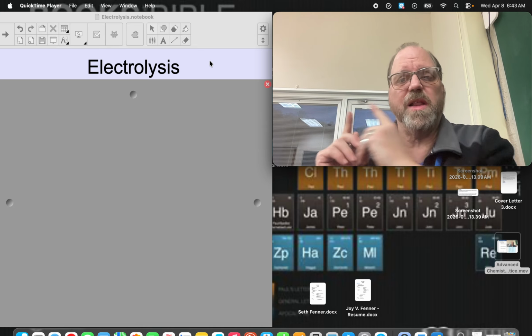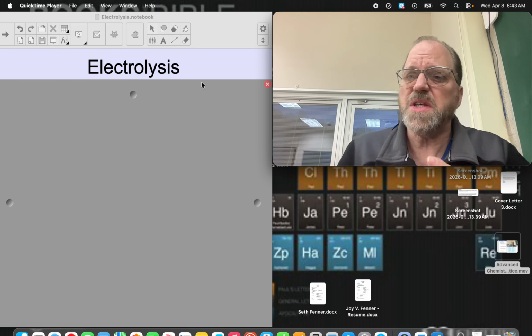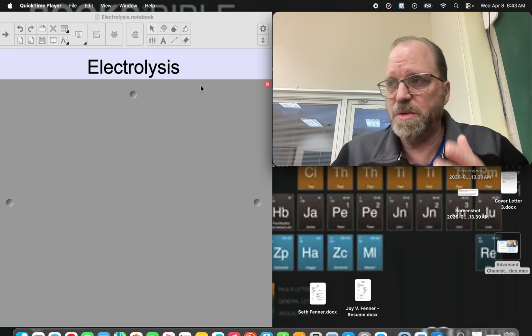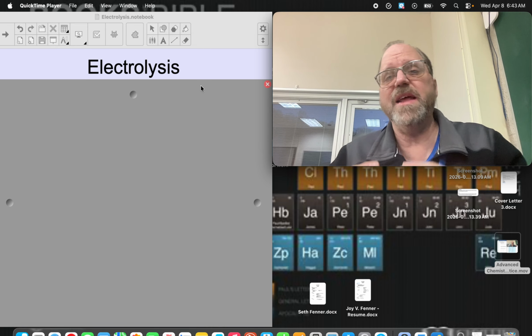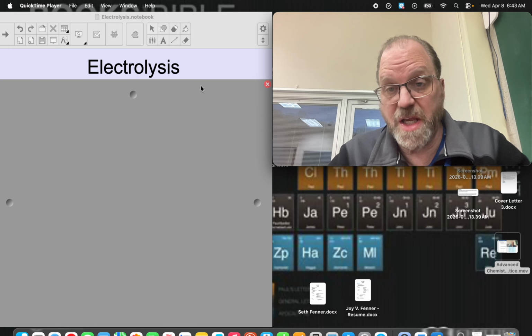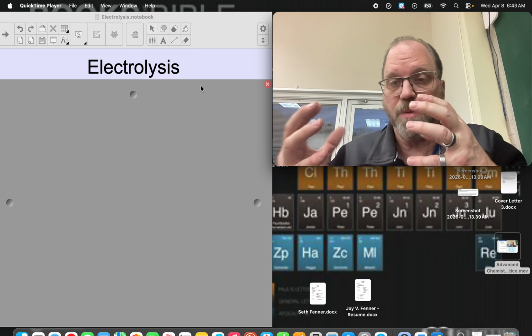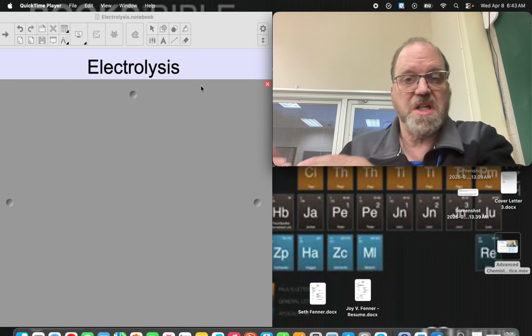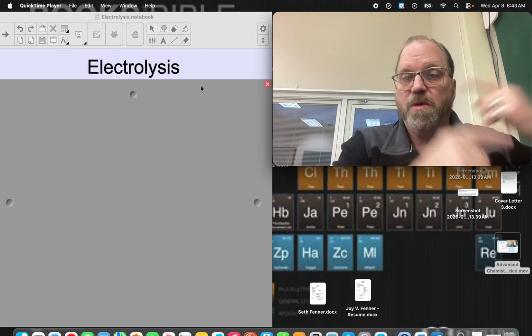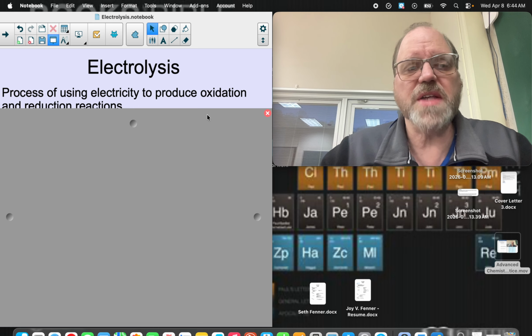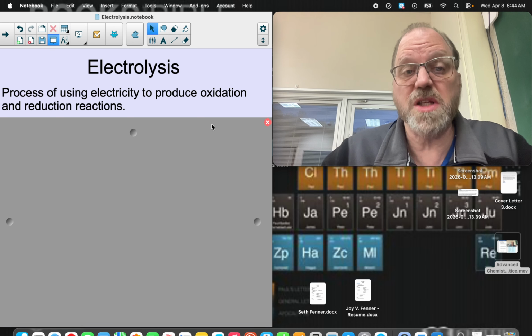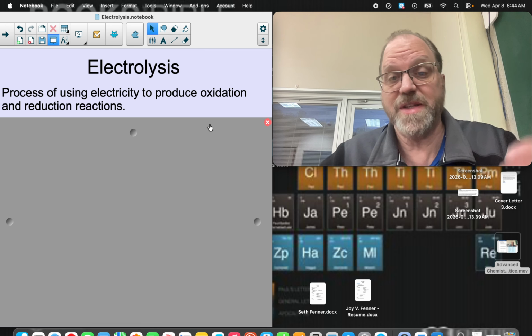We're going to look at electrolysis over here. Electrolysis is an oxidation reduction process, but it's happening in reverse. Instead of causing electricity to be generated through the process, we're going to use electricity to reverse the reaction. Now, the definition is the use of electricity to produce oxidation and reduction reactions.